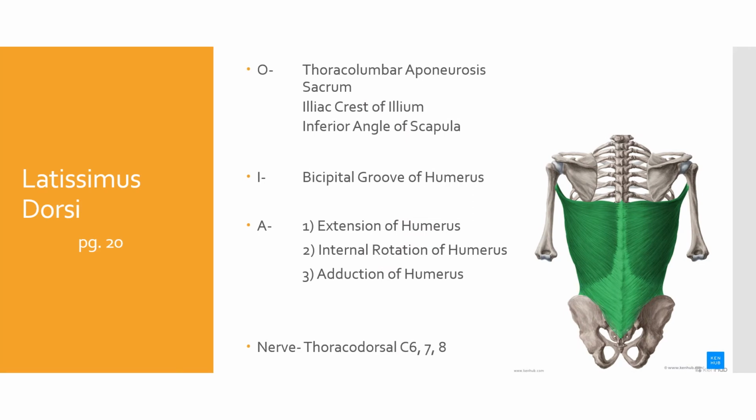Latissimus dorsi. Four origins include thoracolumbar aponeurosis, sacrum, iliac crest of ilium, as well as the inferior angle of scapula. Insertion, bicipital groove of humerus. Three actions include extension of humerus, internal rotation of humerus, and adduction of humerus.